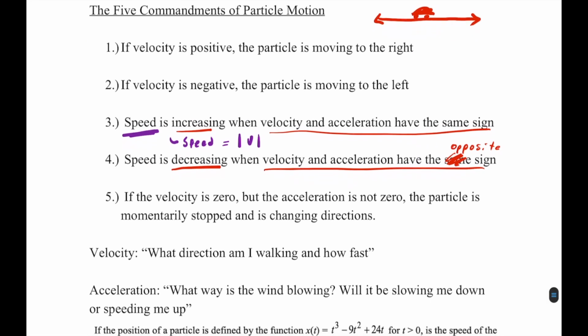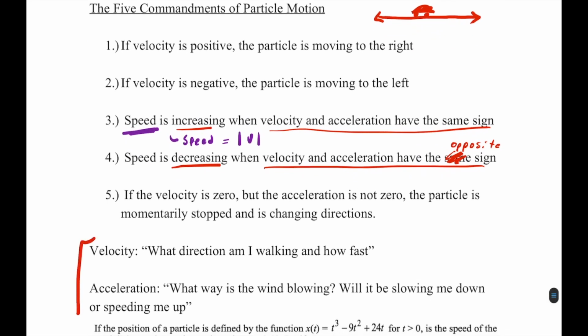The reason for that is, the way that I think will help clear things up, velocity is basically saying which direction am I walking and how fast. So am I walking left or am I walking right, and how fast? So just literally imagine yourself walking left or right.